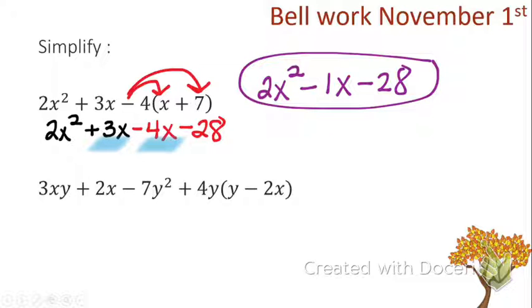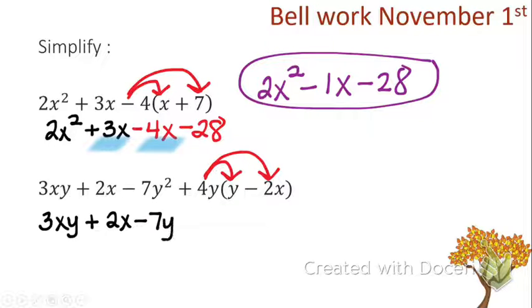All right, let's look at number 2. You're going to start by distributing. So this parentheses, you're going to multiply by a positive 4y. So everything in front stays the same. So we have 3xy plus 2x minus 7y squared.